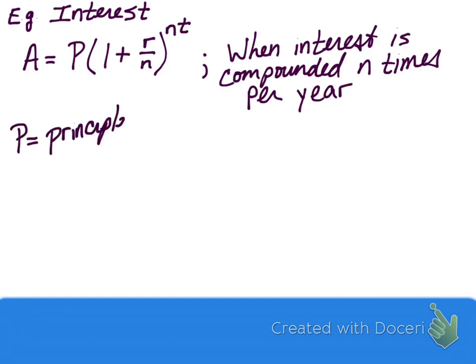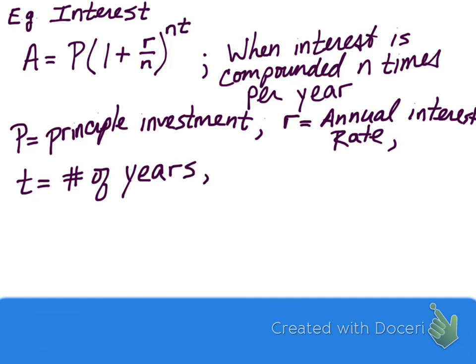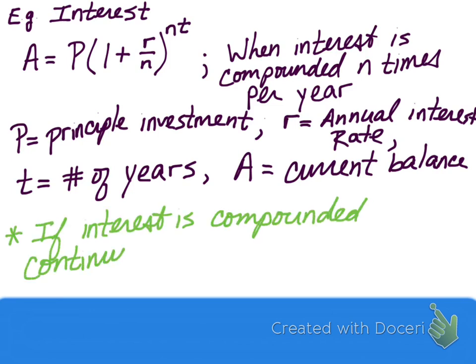P is the initial investment or principal. r is the annual interest rate. t is the time in years. And A is the current balance. Another way of doing interest is to compound continuously. So this is as n goes to infinity. And in that case, we use the equation A equals P e to the rt power.